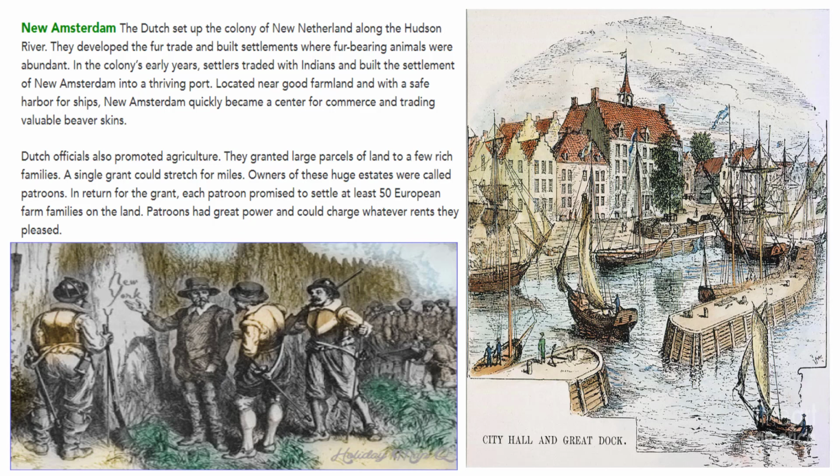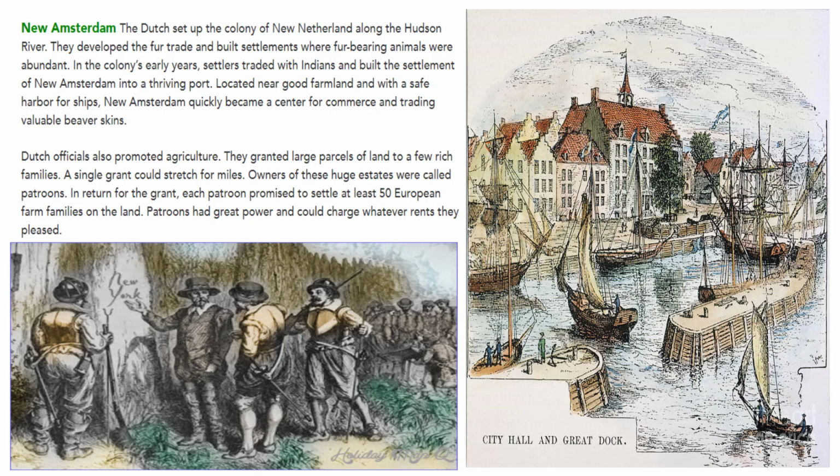They granted large parcels of land to a few rich families. A single grant could stretch for miles. Owners of these huge estates were called patroons. In return for the grant, each patroon promised to settle at least 50 European farm families on the land. Patroons had great power and could charge whatever rents they pleased.